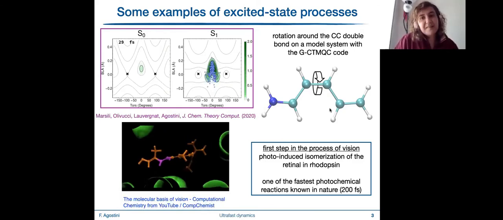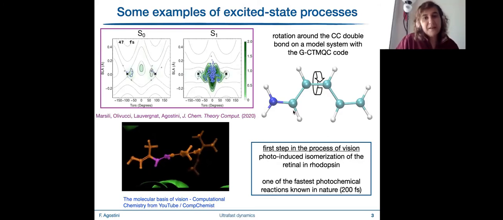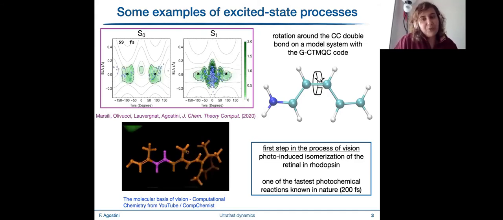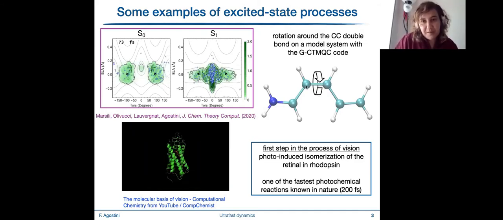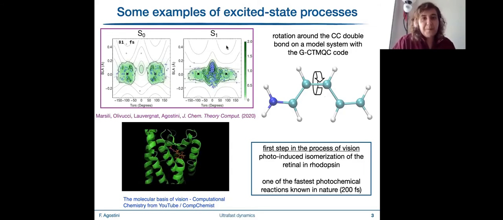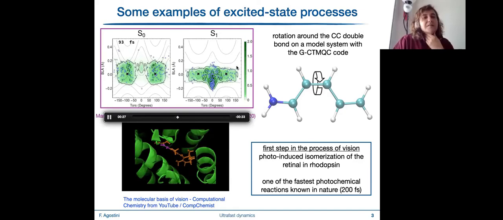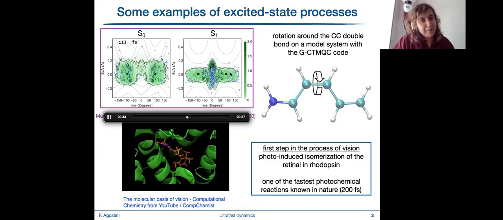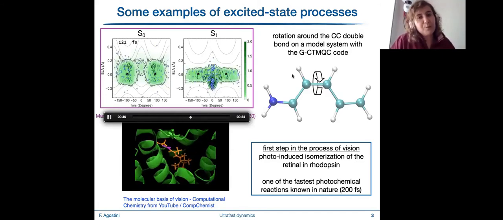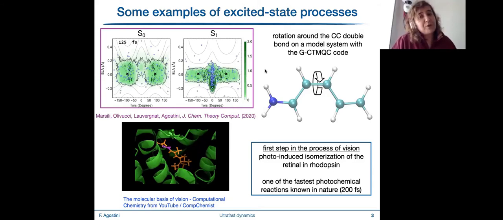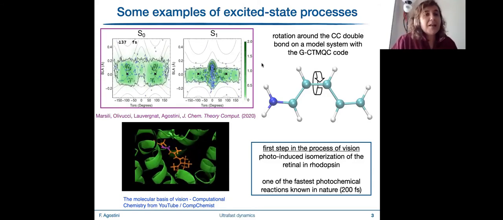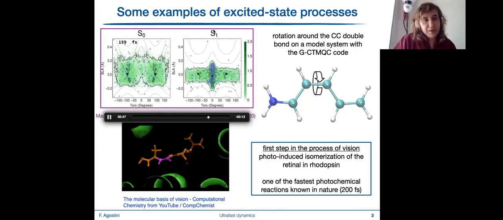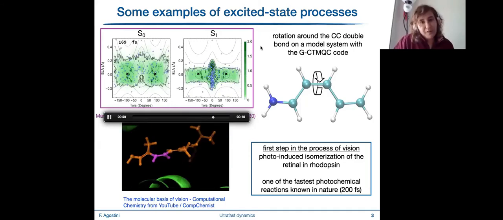We have studied this process in a smaller retinal molecule, which is this one, by using a reduced dimensionality approach. We basically studied the photo-induced rotation or isomerization around this double carbon bond. Here there are some results of quantum dynamical evolution, represented by the nuclear wave function that propagates in time in green. We compared this quantum mechanical evolution with a molecular dynamics approach based on trajectories. Two electronic states need to be included in the problem: S0 is the electronic ground state, and S1 is the first electronic excited state.